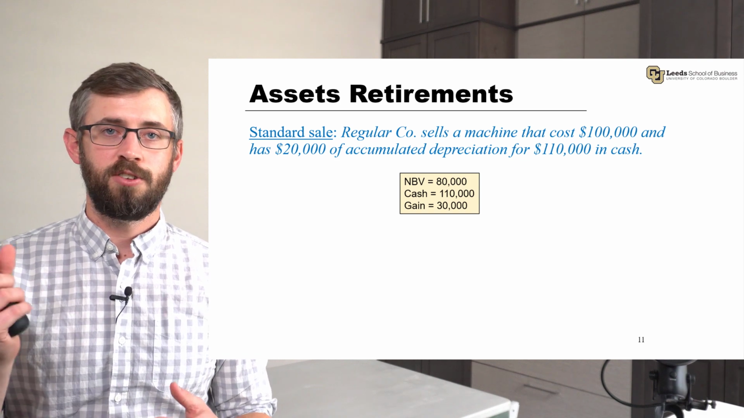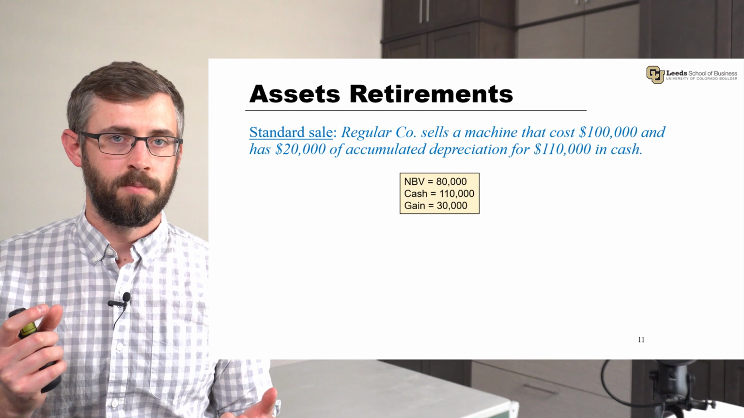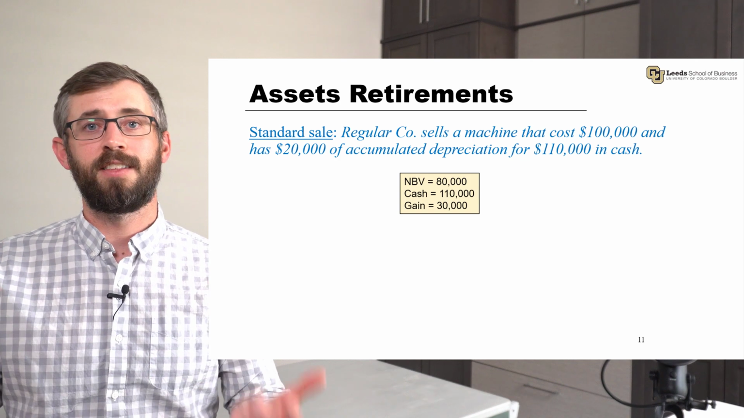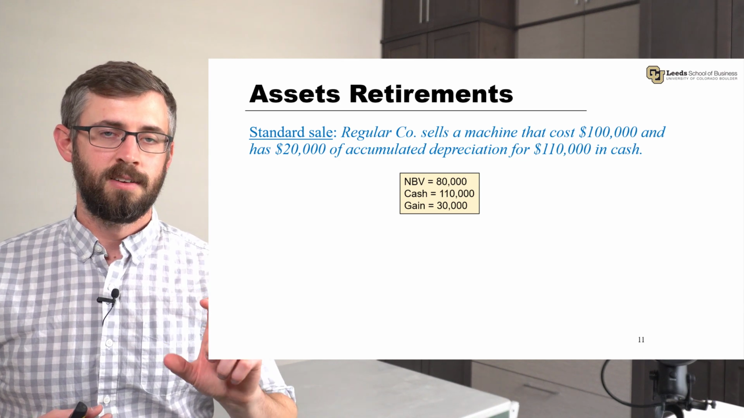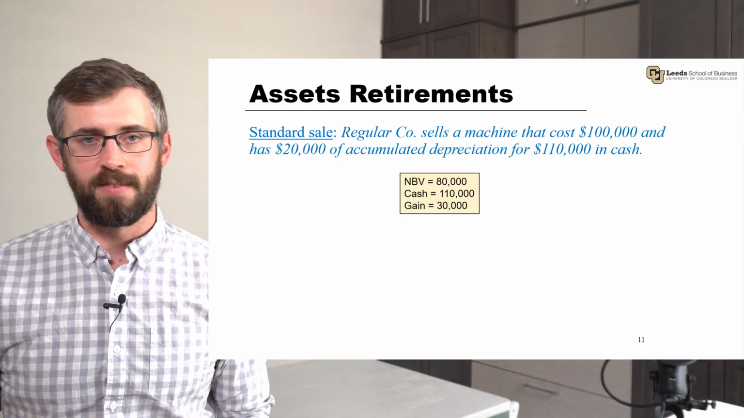And because my proceeds are more than my book value, that's kind of a good thing. And we have a $30,000 gain. So the gain is the difference between what I'm paid versus my current book value of the asset.